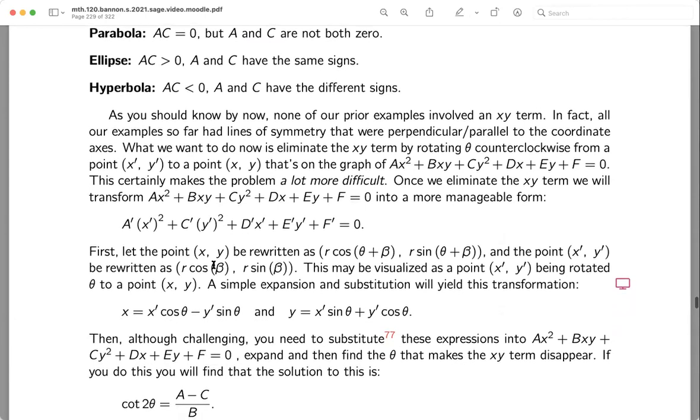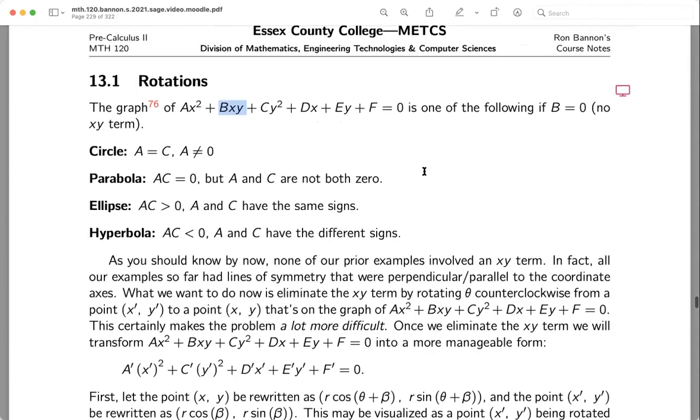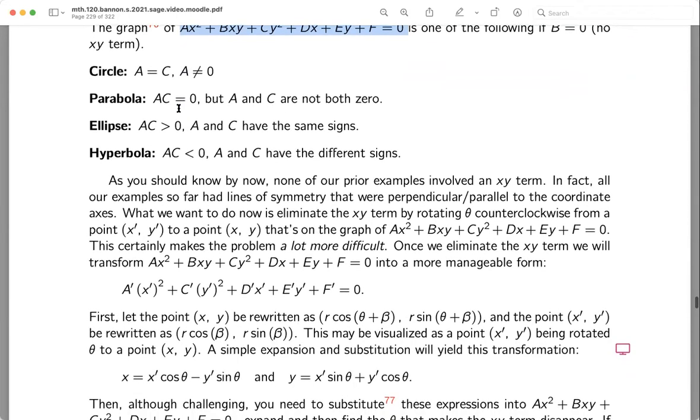Now, what we're going to be doing is rewriting the equation. This is the equation we're going to rewrite. We want to rewrite it using a substitution that will get rid of the B term. That B term will disappear. The way we do that is we rotate the coordinate system. We will go through this, but I'm not going to go through the derivation. It requires substitutions, expansions, and then solving a trigonometric equation, because we're going to be rotating this counterclockwise through a theta to get rid of that BXY term.